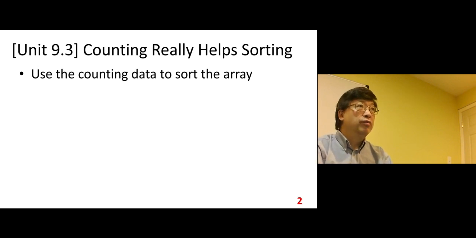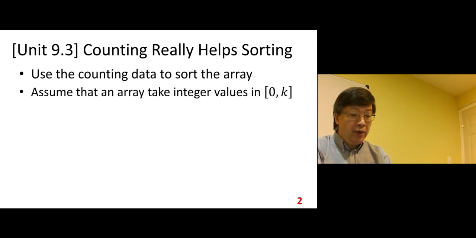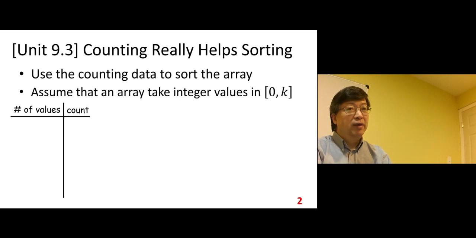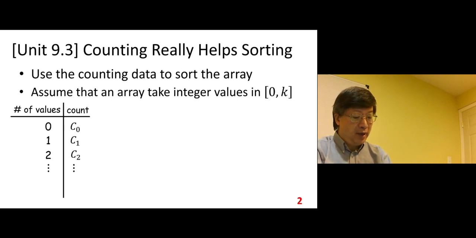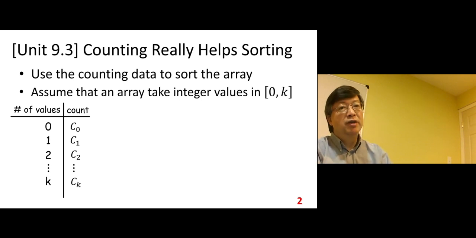So we assume we get the counting data already. Assume that an array takes integer values in this range. Then we do the counting, the first step. So for value 0, suppose the counting value is C0, for 1, C1, and so on. The last value K, the counting number C sub K.